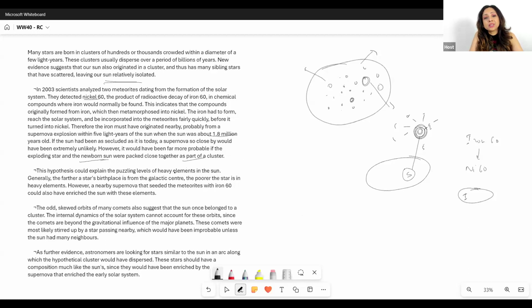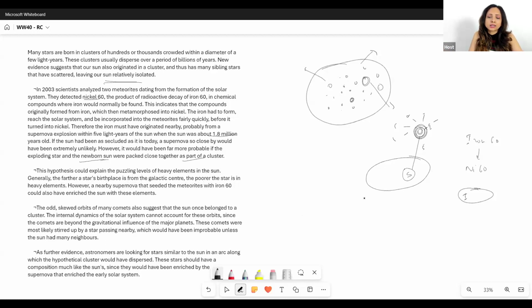Okay, so this tells me that there are heavy elements in the sun. Again, a little bit of knowledge would be really helpful. Knowing that hydrogen, helium, etc., are the light elements, right? And the heavier elements are your iron, etc. So this tells me that there are puzzling levels of heavy elements in the sun. Why? They'll tell me, generally, the farther a star's birthplace is from the galactic center, the poorer the star is in heavy elements. Now, this tells me quite a few things.